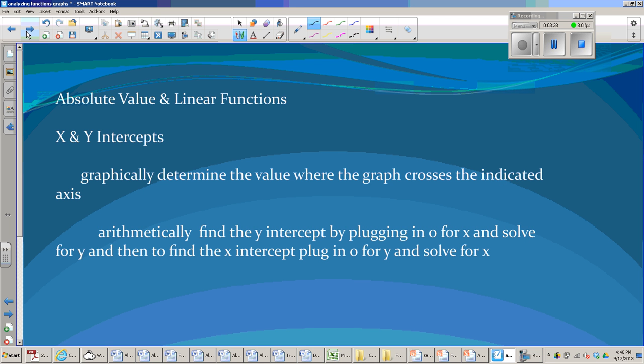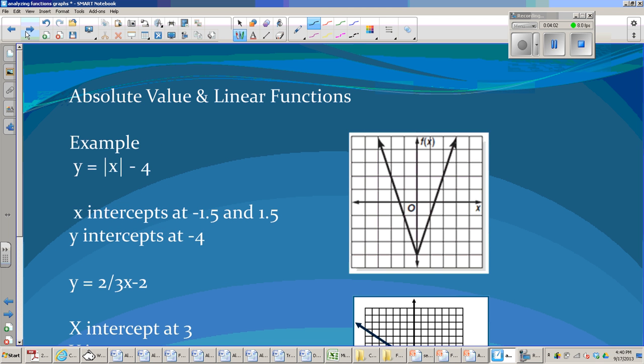Now let's do x and y intercepts. Graphically, we determine the value where the graph crosses either the x-axis or the y-axis. Arithmetically, we find the y-intercept by plugging in 0 for x and solving for y. And then to find the x-intercept, plug in 0 for y, solve for x. So let's look at an example. y equals the absolute value of x, subtract 4. I've graphed it, so we can do it graphically.